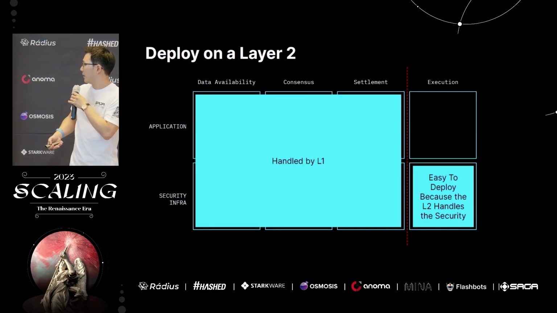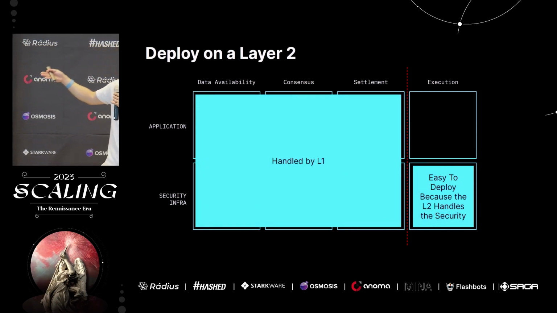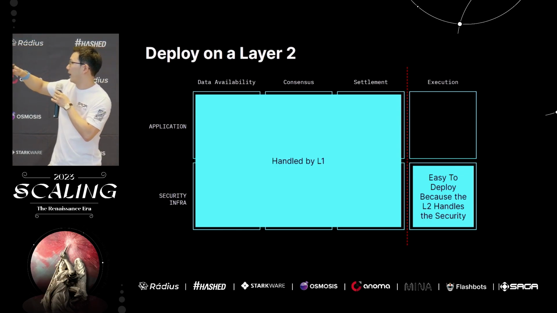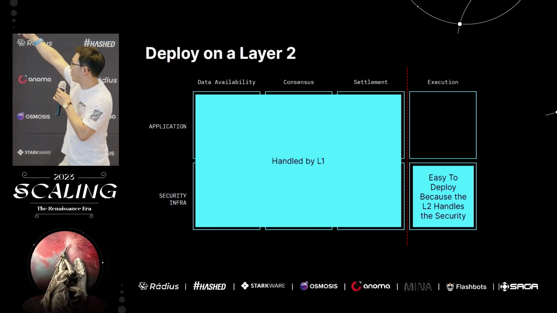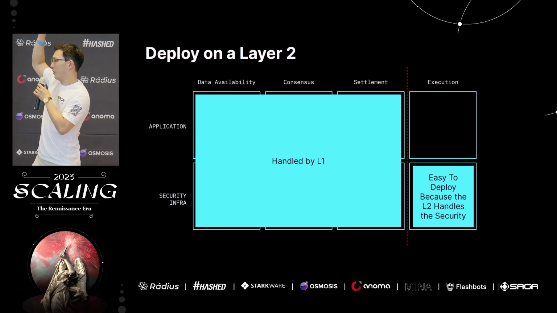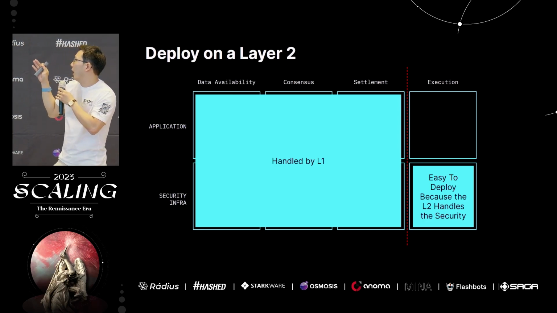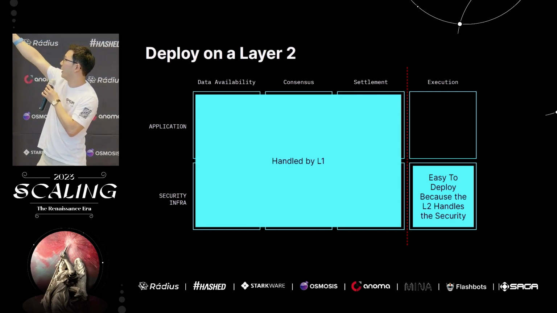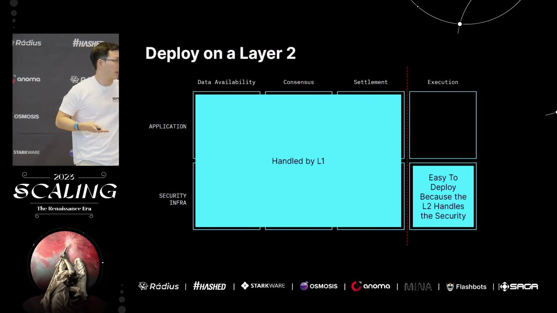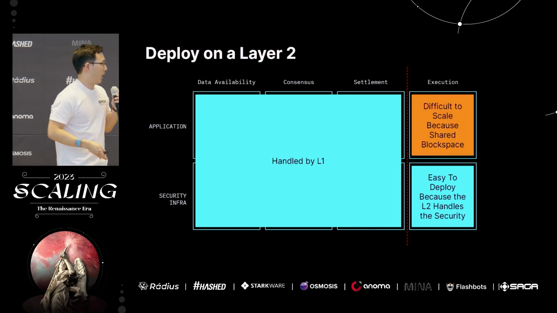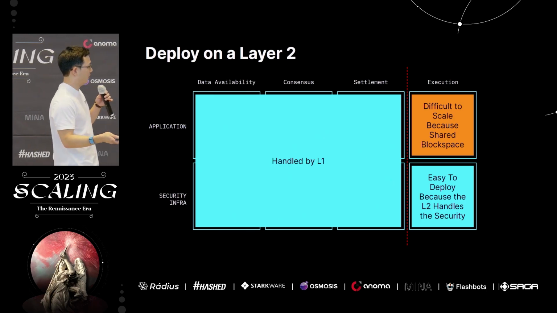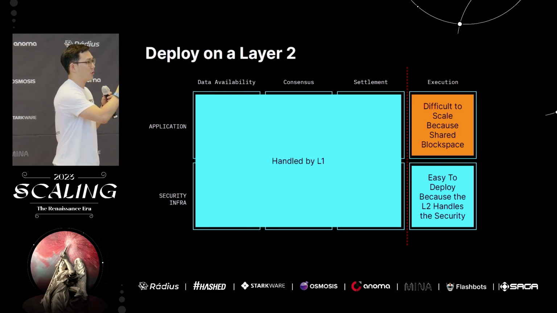So deploying on a layer two, everything to the left of settlement is handled by ETH, which is great. So now you go to an execution layer and say, hey, look, I want to deploy on a layer two. What happens? It's great. It's easy to deploy because the layer two handles the security of the execution side of things, right? However, what ends up happening is you run into the same situation where it's difficult to scale because everyone is sharing that execution environment, right?